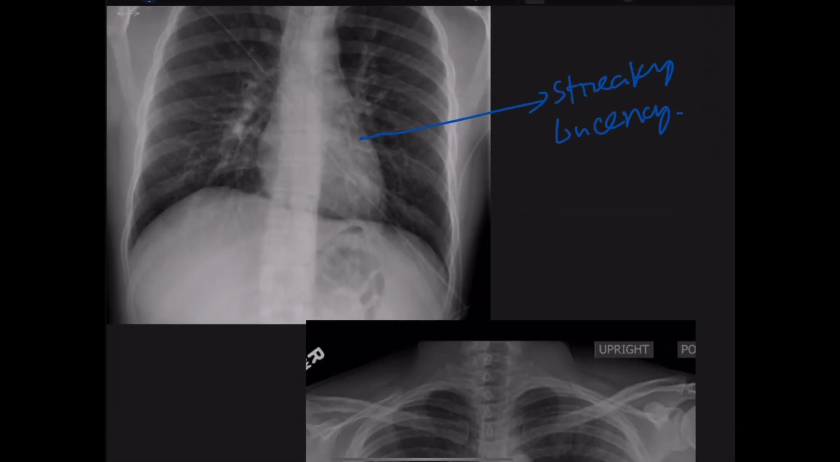But you can see that here, this is the right dome of the diaphragm and this is the left dome of the diaphragm, and the central tendon can be differentiated by a line of lucency. Okay, so this is called the continuous diaphragm sign, where the diaphragm is continuous.